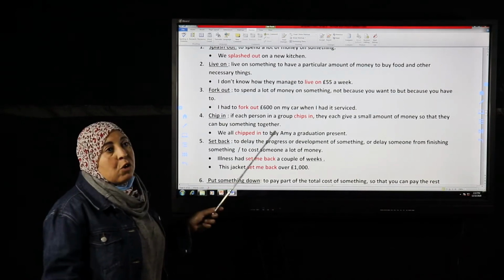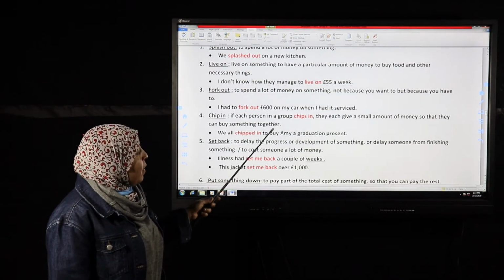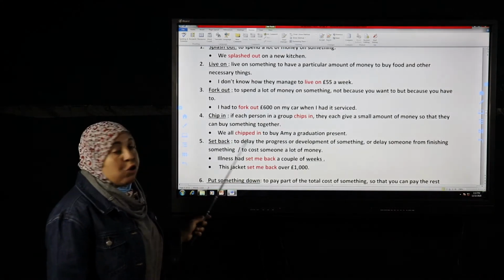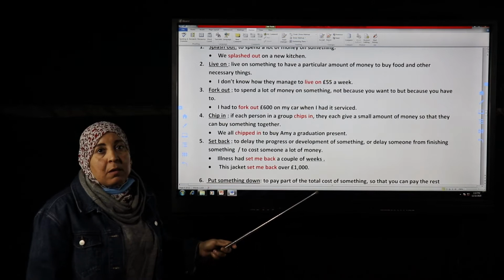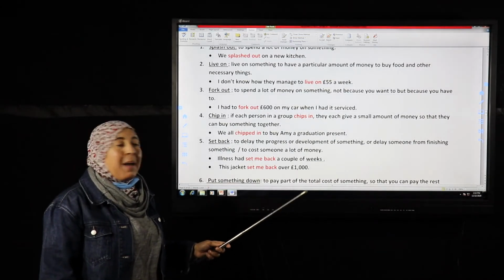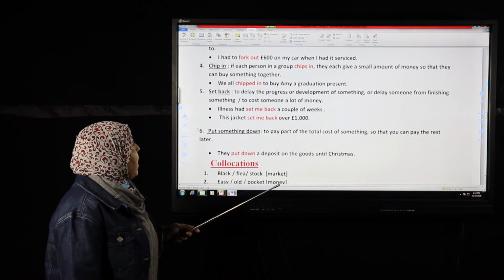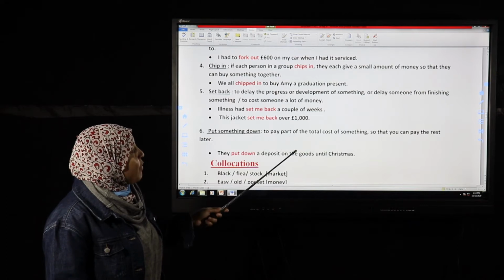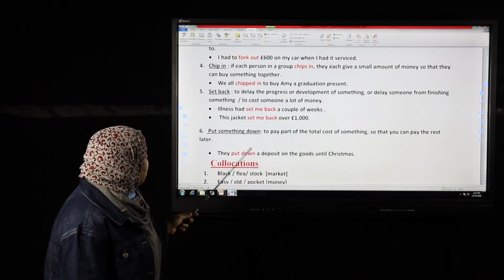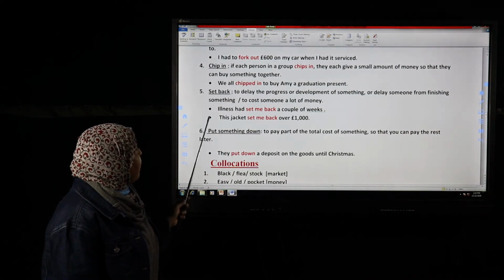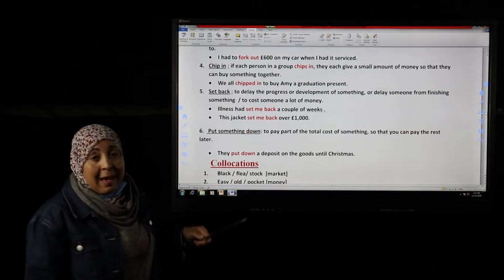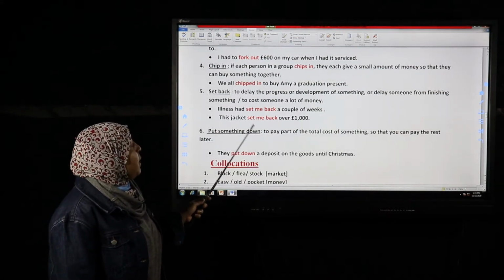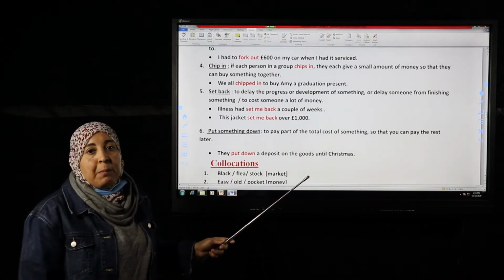Chip in, to share. If each person in a group chips in, they each give a small amount of money so that they can buy something together. Example, we all chipped in to buy Amy a graduation present. We shared the cost to get her this present. Number five, setback. Setback can be used in different ways. For example, to delay the progress or development of something, or to delay someone from finishing something. For example, illness had set me back a couple of weeks. Or it has another meaning, to cost someone a lot of money. This jacket set me back over 1,000 euros, for example.